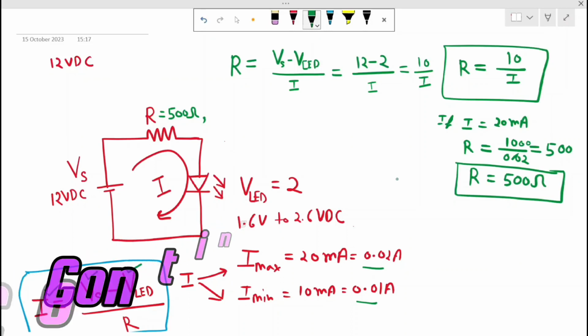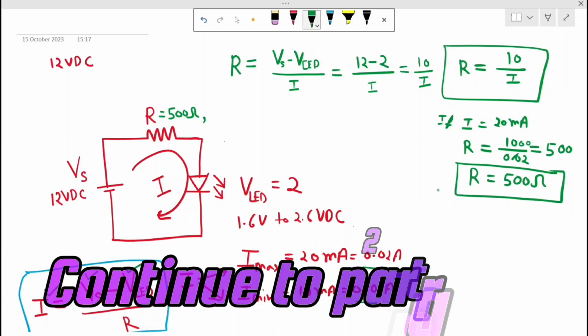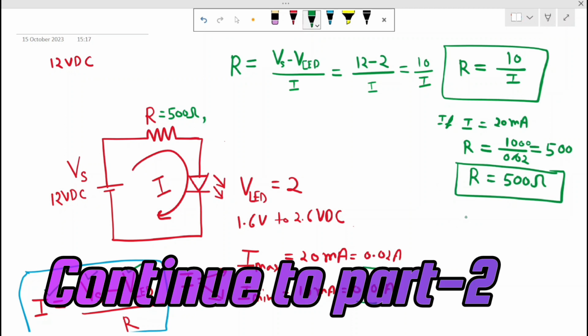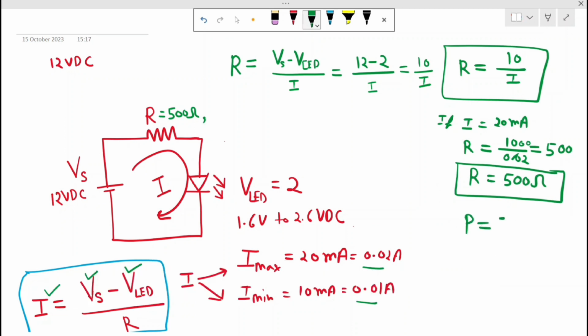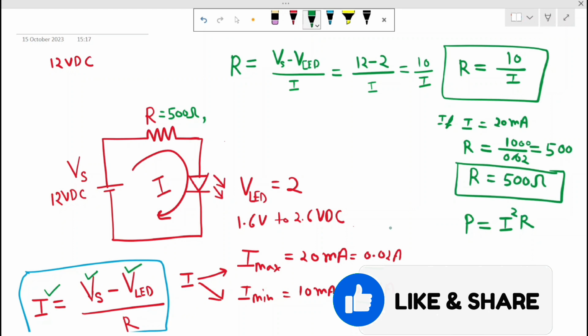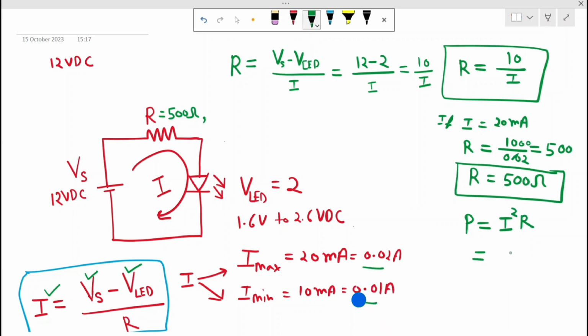So we have to select the proper power rating of the resistance. So how will we calculate the power? Power P is equal to I squared R. We know the I value, and we know R because we have already calculated R. So based on this formula, we'll calculate.